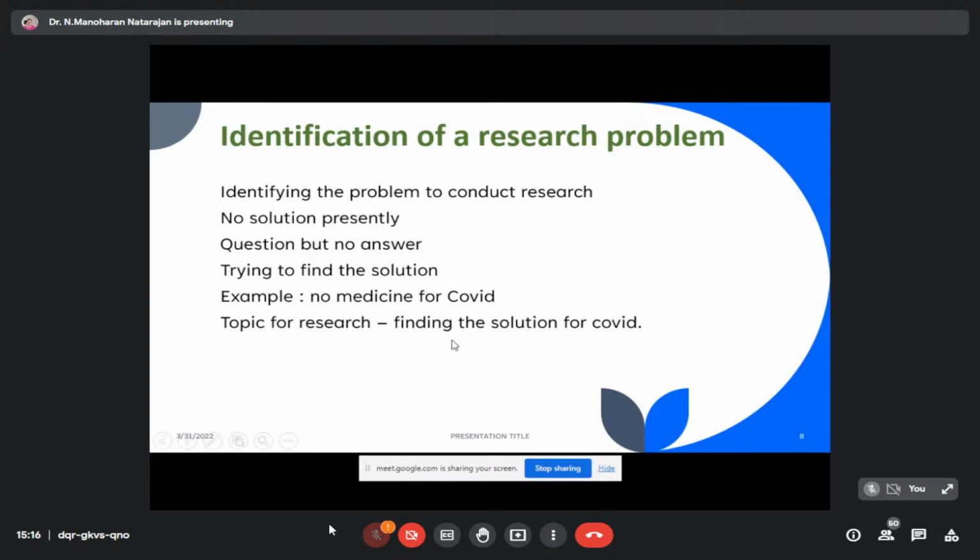You can go ahead with what the problems are nowadays in handling online classes. With online classes, what are the problems and what are the solutions for those problems? This kind of identification can be done before your research. So the identification of research problem is the first and foremost step to do in the research.